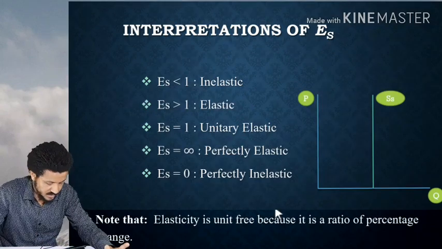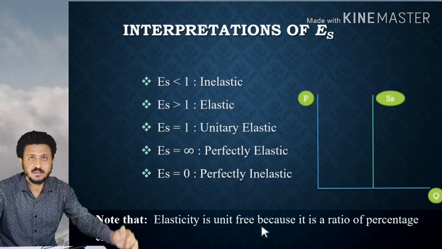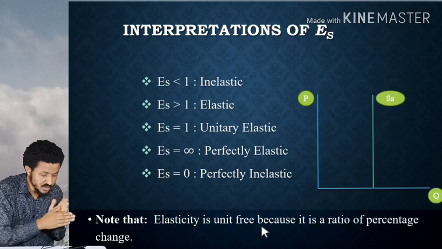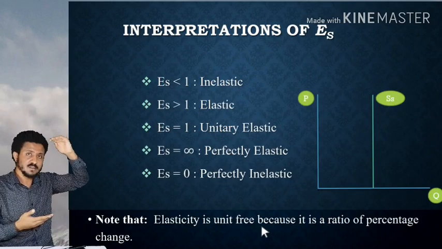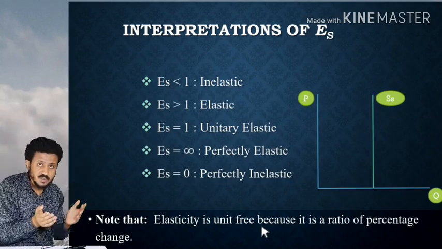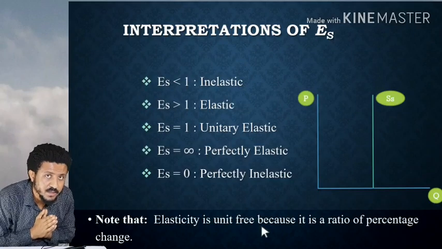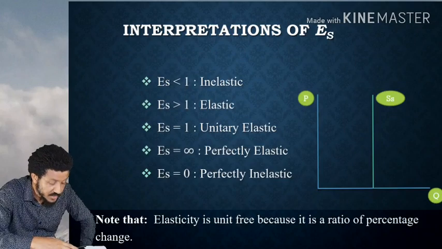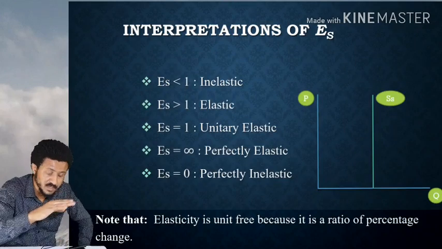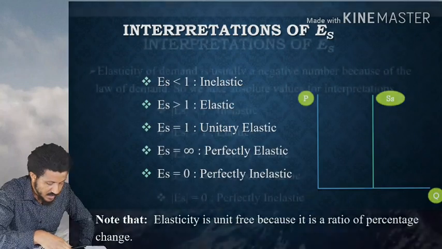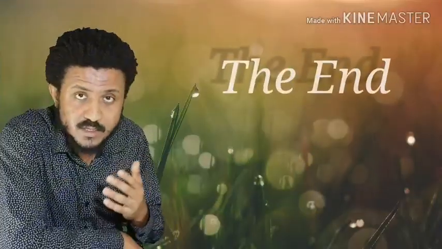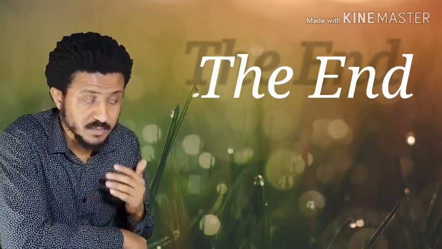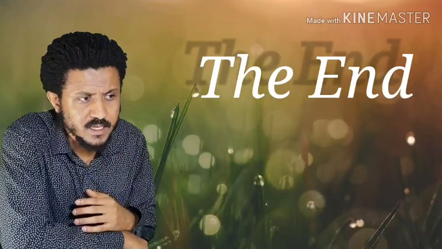Note that elasticity is unit free. It has no measurement unit like 1 meter, 2 meters, 2 kilos, 3 kilos, because the top is a percentage and the bottom is a percentage. Percentage is divided by percentage, so there is no unit at all. Okay, this is just a number. You need to remember that. Similarly, elasticity of demand is also unit free. So this is the end of this tutorial, part 3 of chapter 2.